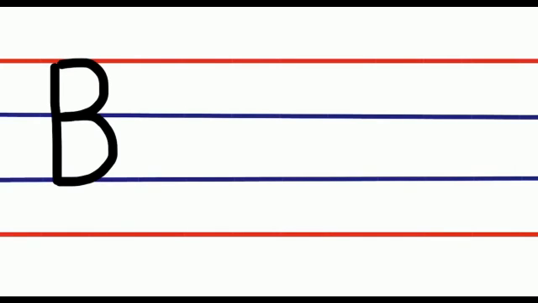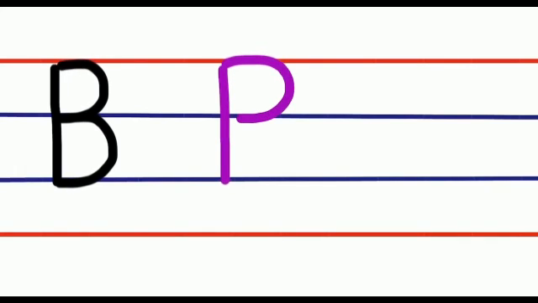Let's write once again. First draw a standing line. Stop at the third line. Then two right curves. First start from the red line to the second line. Letter P. First write the letter P. Then one more right curve from the second line to the third line.